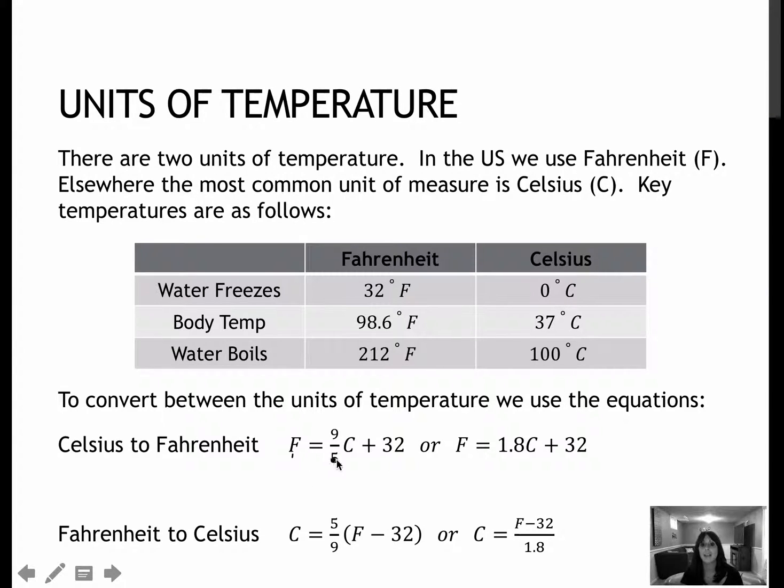Here we have Fahrenheit equals 9/5 times Celsius plus 32, where 9/5 is of course equivalent to 1.8. If we're going back from Fahrenheit to Celsius, then we're just flipping that over. It's 5/9 times the quantity F minus 32. So again, we're taking Fahrenheit and subtracting 32 degrees. Or again, that 5/9 is the same as dividing by 1.8.